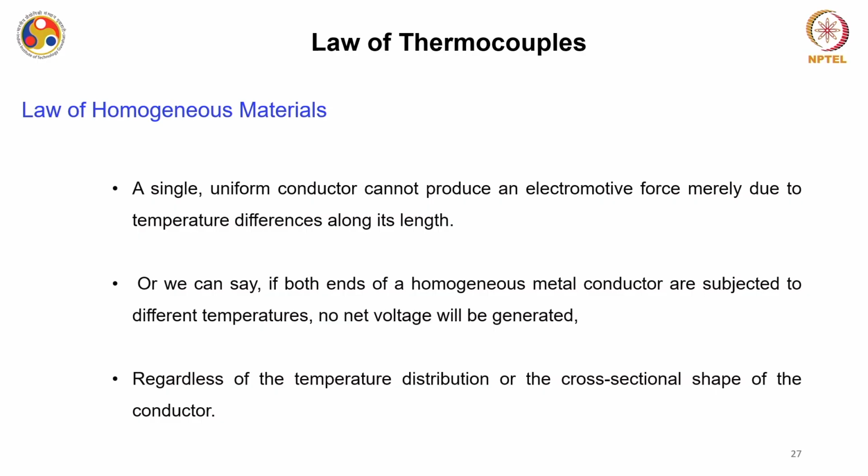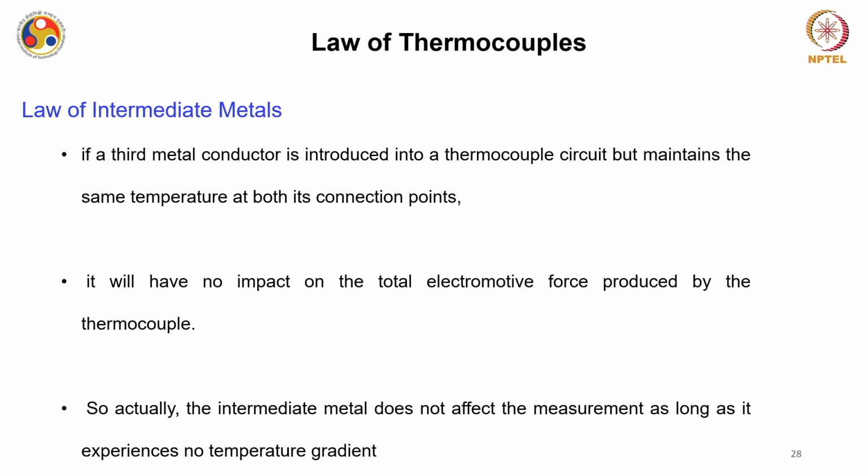It says that a single uniform conductor cannot produce an electromotive force merely due to temperature difference along its length. Or we can also say that if both ends of a homogeneous metal conductor are subjected to different temperatures, no net voltage will be generated, regardless of the temperature distribution or the cross-sectional shape of the conductor. Then the second law is the law of intermediate metals, or law of intermediate conductors.